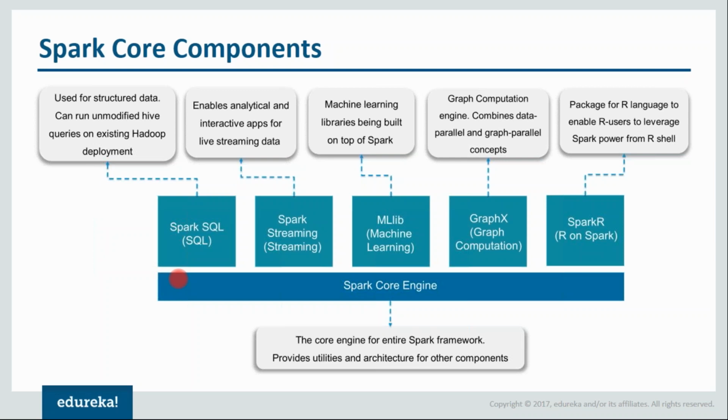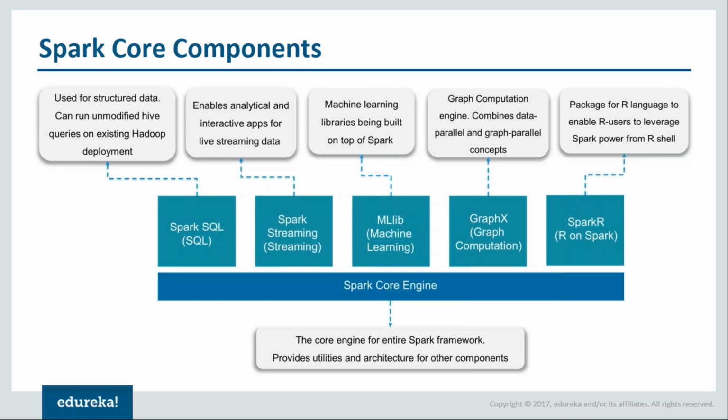Apache Spark has the following components. It has the Spark Core engine. The core engine is for the entire Spark framework, so every little component is based on and placed on the core engine. At first we've got Spark SQL. Spark SQL is a Spark module for structured data processing, and it can run unmodified Hive queries on existing Hadoop deployments.